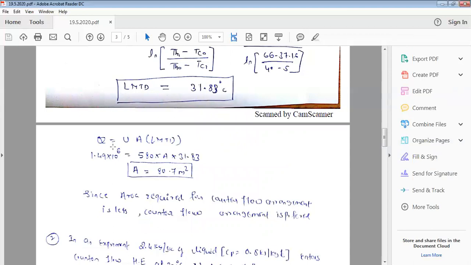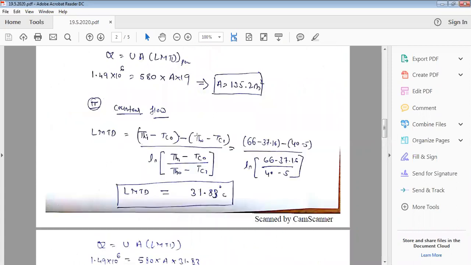And similarly, if I go further, now let's see Q is equal to the same equation. If I substitute all the values in the heat transfer equation, Q what we calculated is 1.49 into 10 to the 6 megawatt, U is 580, area we need to calculate, and LMTD is 31.83 degrees Celsius. By solving all these, you get 80.7 meter square.